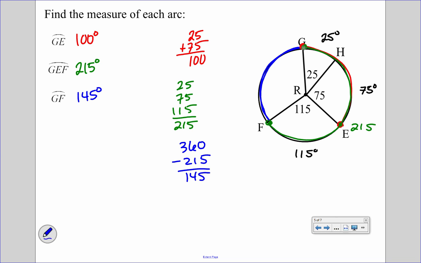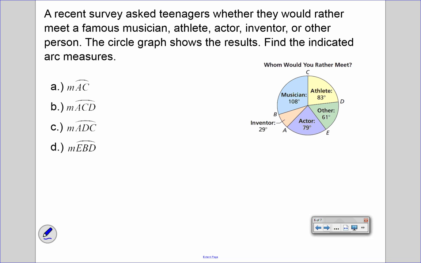So we can do addition, we can do subtraction. This time we use 360 degrees. That's a very important piece to remember. All right, we've got one more. This one says, a recent survey asked teenagers whether they would rather meet a famous musician, athlete, actor, inventor, or other person. The circle graph shows the results. Find the indicated arc measures. So we have the pie chart, or the circle graph, to the right with the different degree measurements of the central angles, so that means the corresponding arcs are the same.